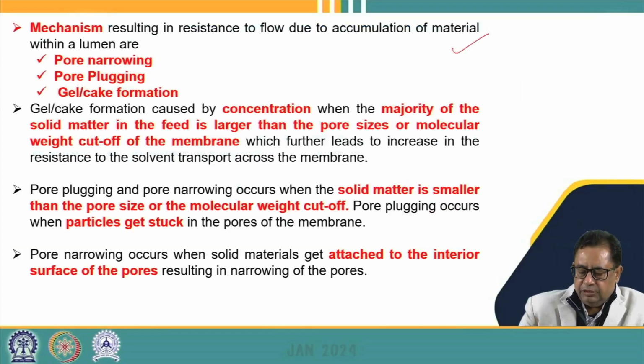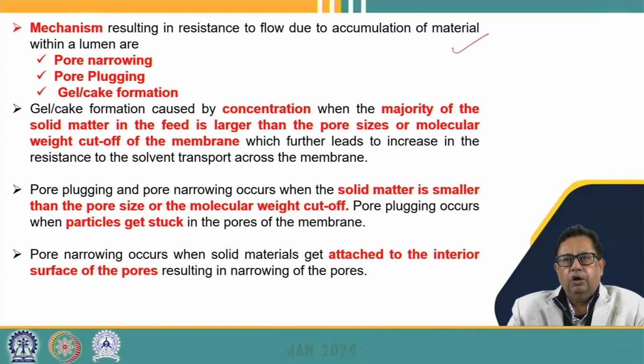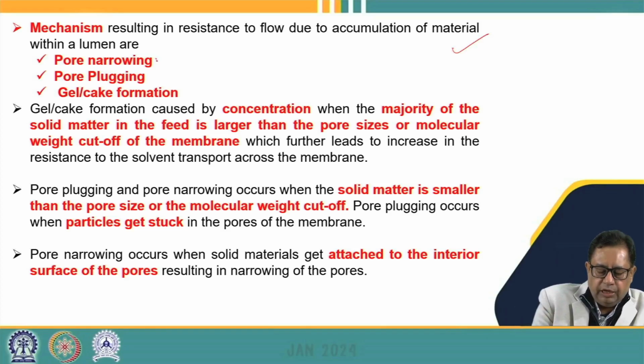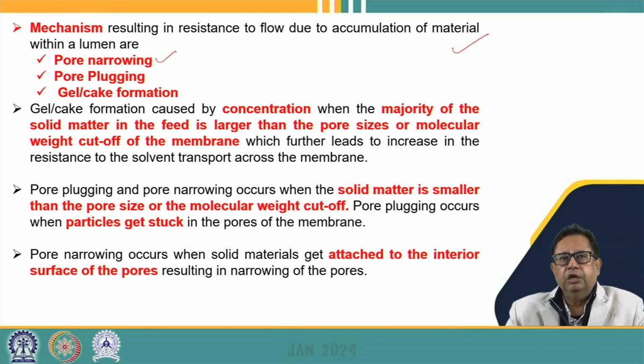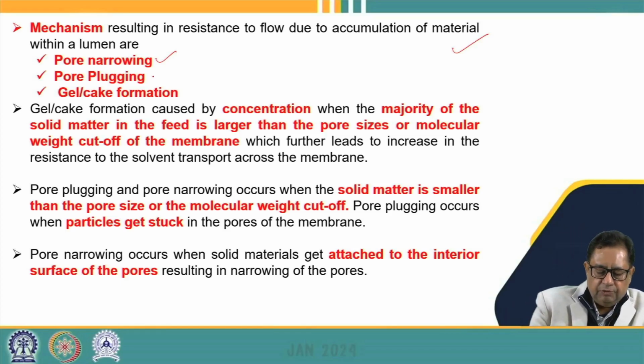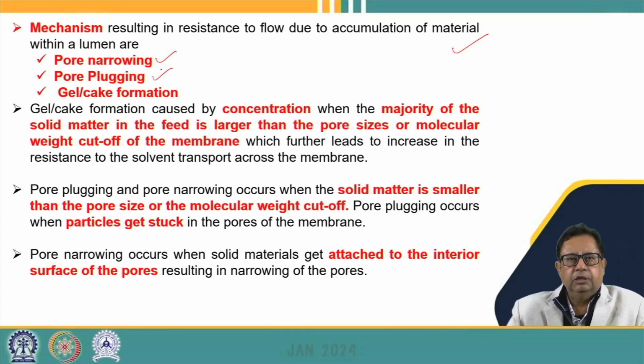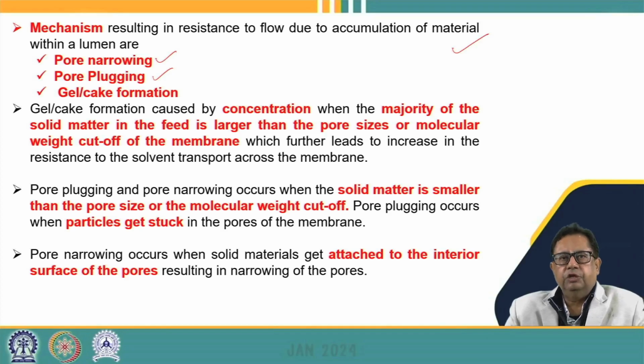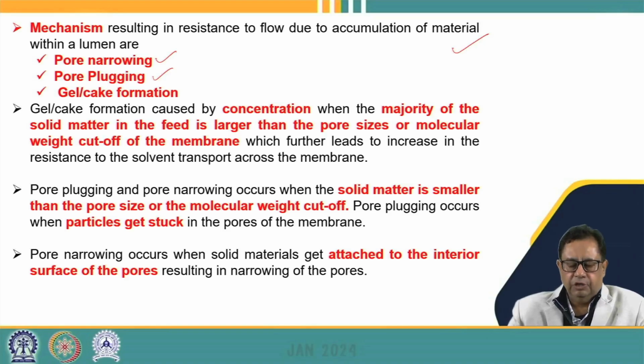The mechanism that leads to the reduced performance of the membrane includes a number of processes. For example, we can have pore narrowing. Pore here means the pores of the membrane, so they can start narrowing down because of the deposition of certain materials into the pores. That will lead to the narrowing of the pores and also to a lower flux passing through the membrane. Similarly, we can have pore plugging, where the pores are plugged by a certain material. This will lead to non-passing of the solvent through the pores and a reduction in the performance of the membrane.